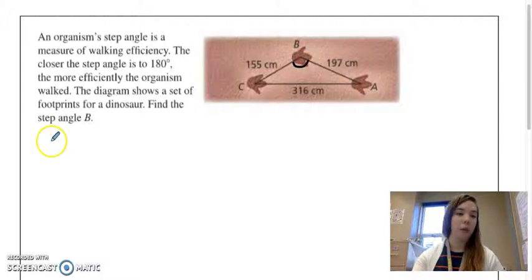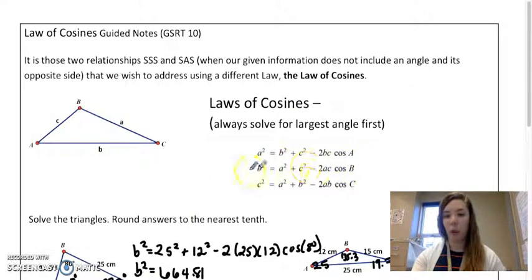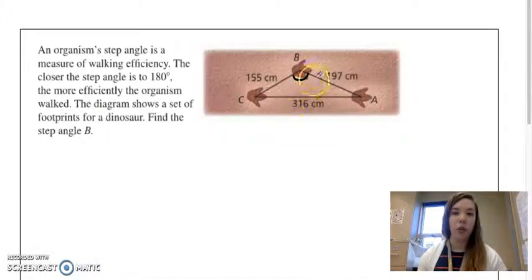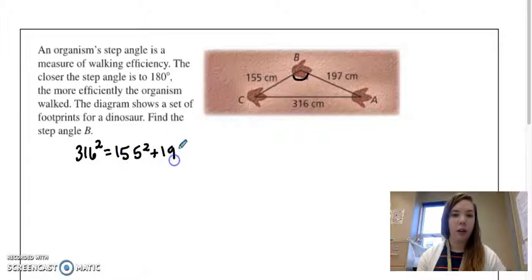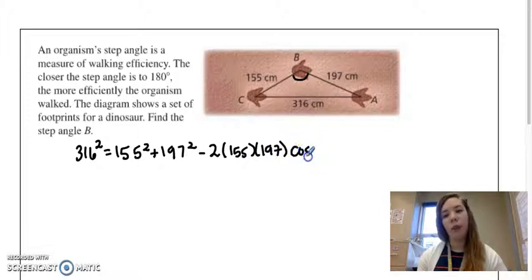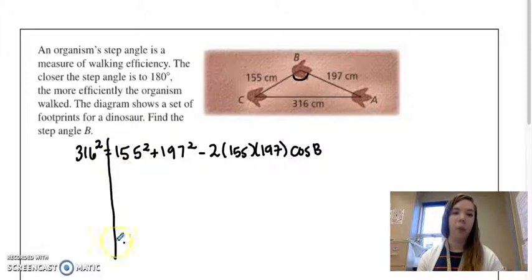So we're going to use the formula, this middle one that has cosine B in it. So you're going to have B squared, which is 316 squared equals A squared plus C squared minus 2 times A times C cosine of B. Okay? So that's how that would be. And we're not solving the whole triangle because it only asks for the step angle B. So then from here, I'm going to simplify what I can.